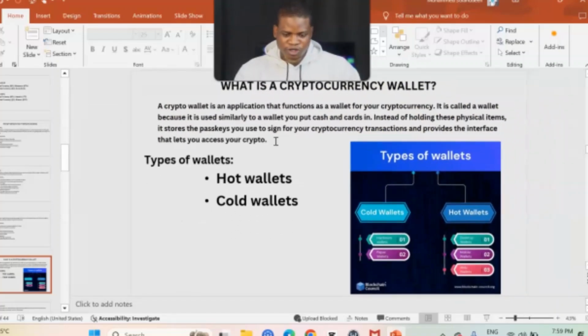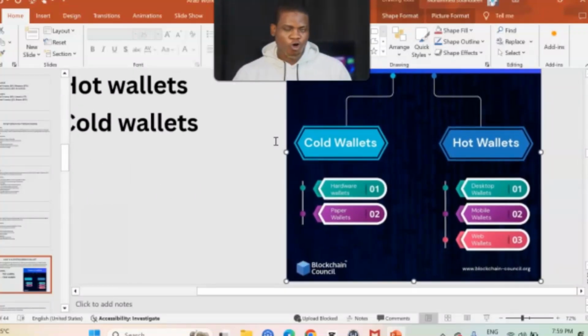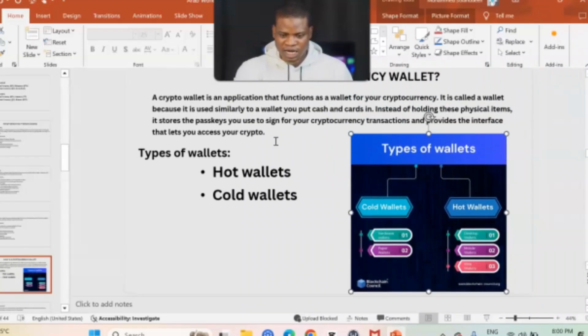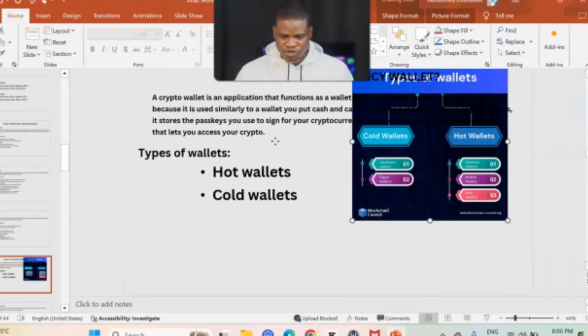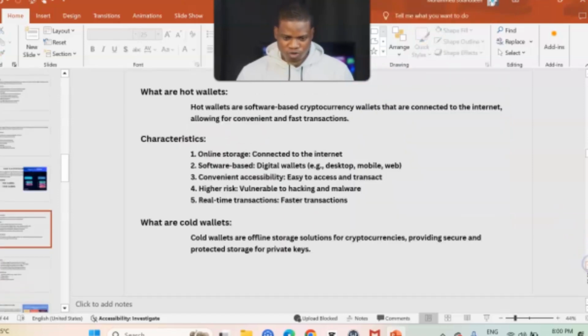So now we have two major types of wallet. We have the hot wallet and the cold wallet. And when we say hot or cold, it is not basically about something at 100 degrees centigrade. So it's not about that. We'll explain what hot wallets and cold wallets are very shortly. So what are hot and cold wallets?